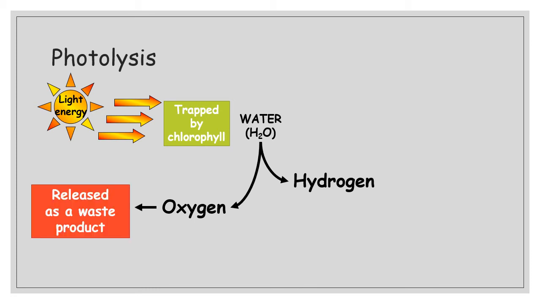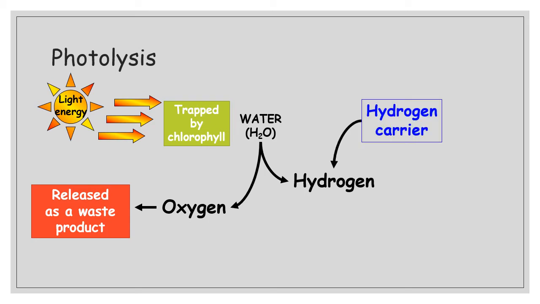Oxygen is a waste product, so that is released. It will diffuse out of the palisade mesophyll into the gaps between the spongy mesophyll and eventually out through the open stomata. Hydrogen, however, is going to be useful. We're going to need that for stage 2, but it's also a very reactive element, so can't just be left to zoom about the cells on its own.